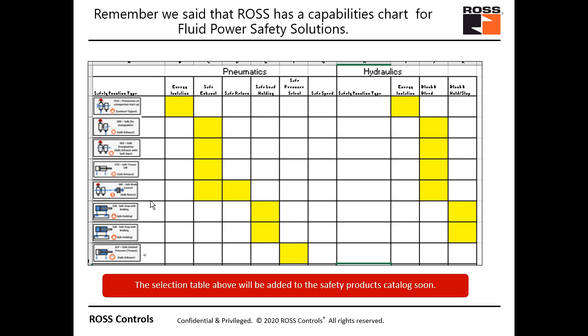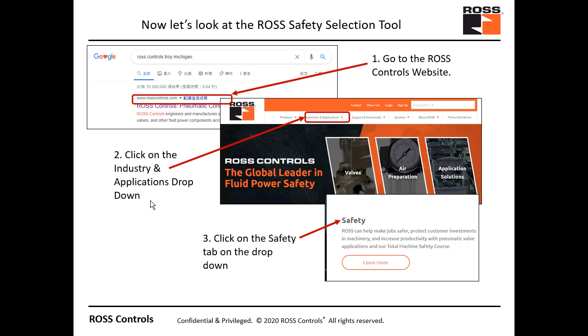So if we have done that, now we've got to start thinking about how to pick the individual product. If I go to the RSE valve, and if you look at this table, we've got safe pressure select, and it's got a yellow tab, and that would lead you to the RSE page. Once you're at the RSE, you could go to rosscontrols.com, and when you click on that, it brings up the home page, and it does say that Ross Controls is the global leader in fluid power safety, because we do more than just pneumatics. We also do hydraulics, and we also do advanced lockout and process safety as well.